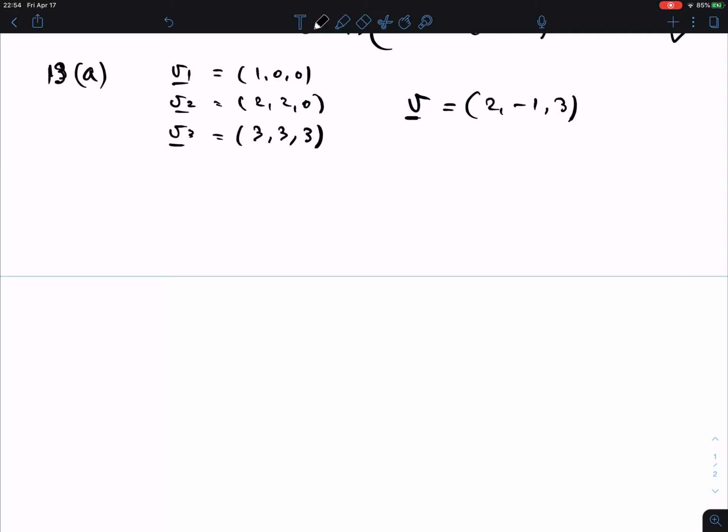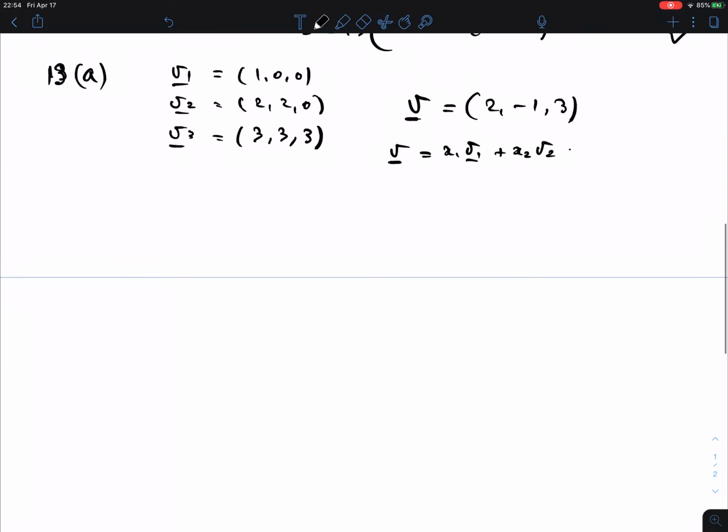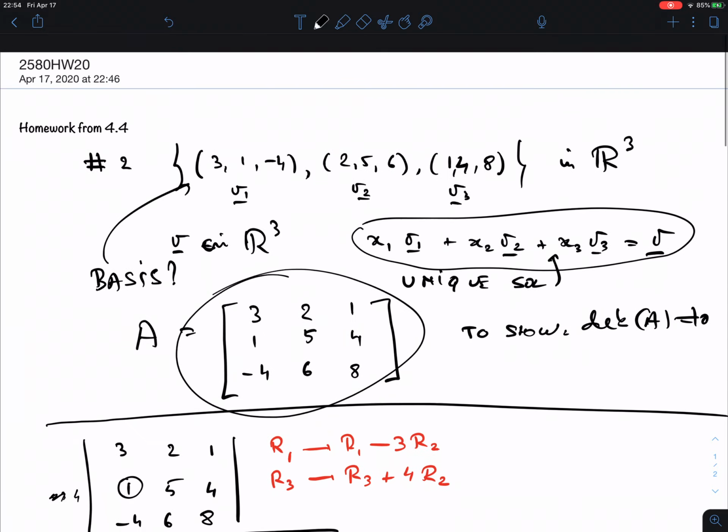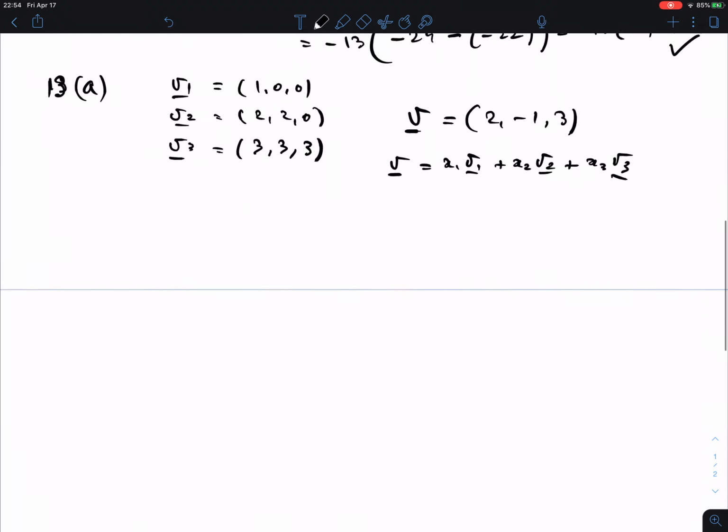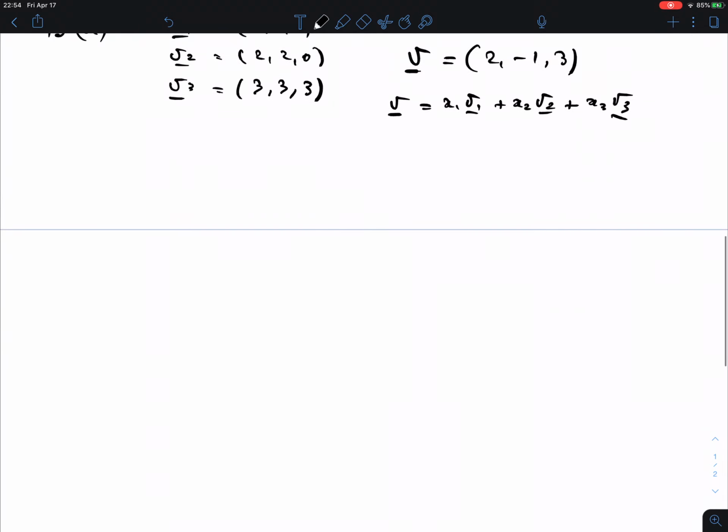And then the question was, what are the coordinates of v in this basis? What does that mean? Well, we know that v can be written as a linear combination of these vectors. Remember, that's what it means to be a basis. It's exactly this thing here. It has a unique solution, and that's the coordinates. So that's what we have to do: we have to solve this equation.